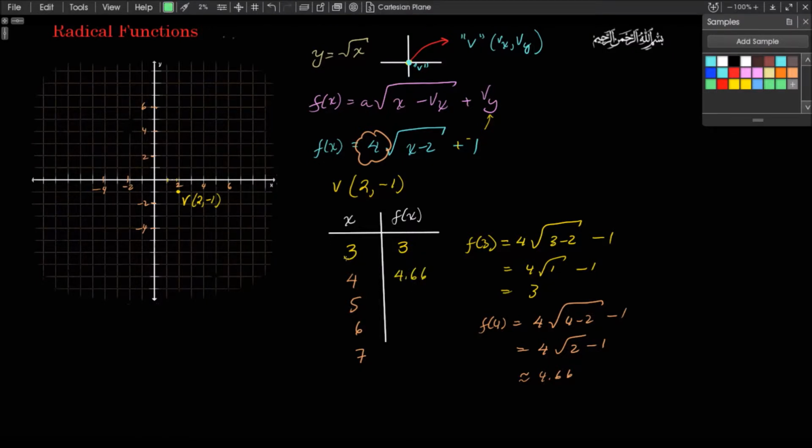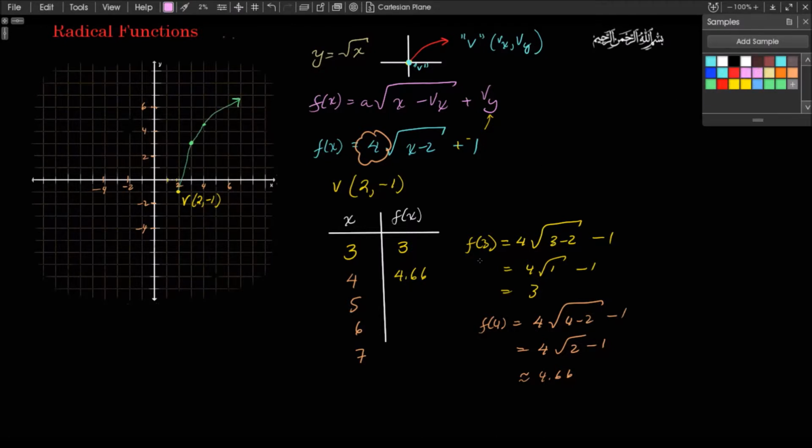So let's plot this. When x is 3, f of x is 3. It's 1, 2, 3 right here. And when x is 4, it's 4.66. So it's 4 over here and something like that. And that would be sufficient. And there you have your graph.